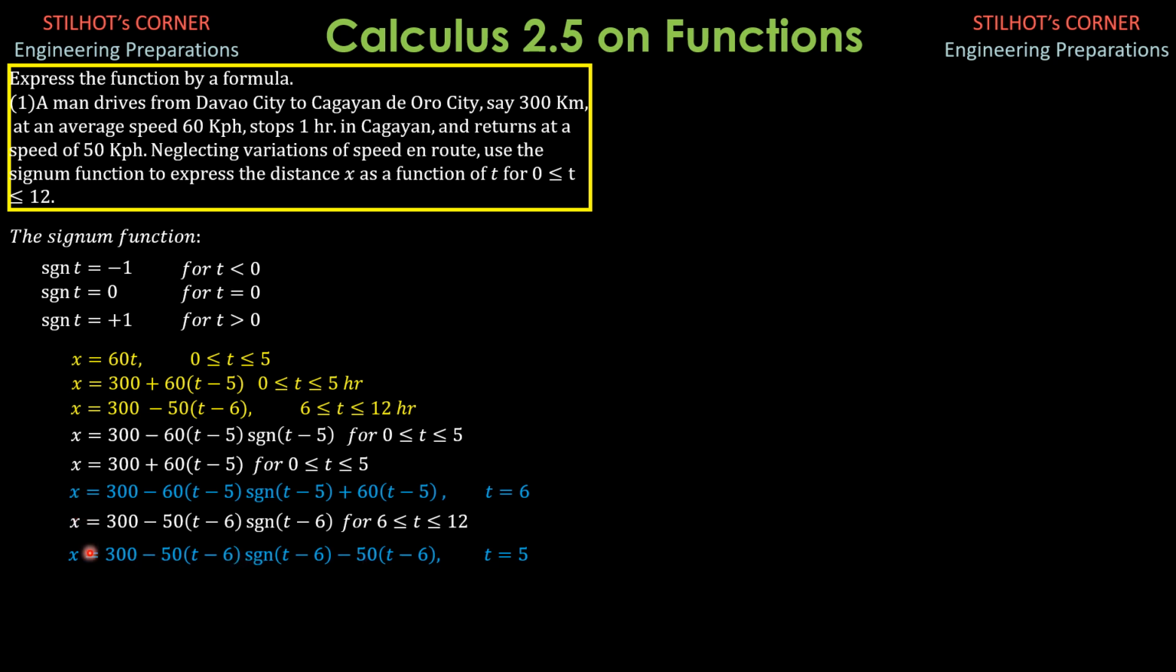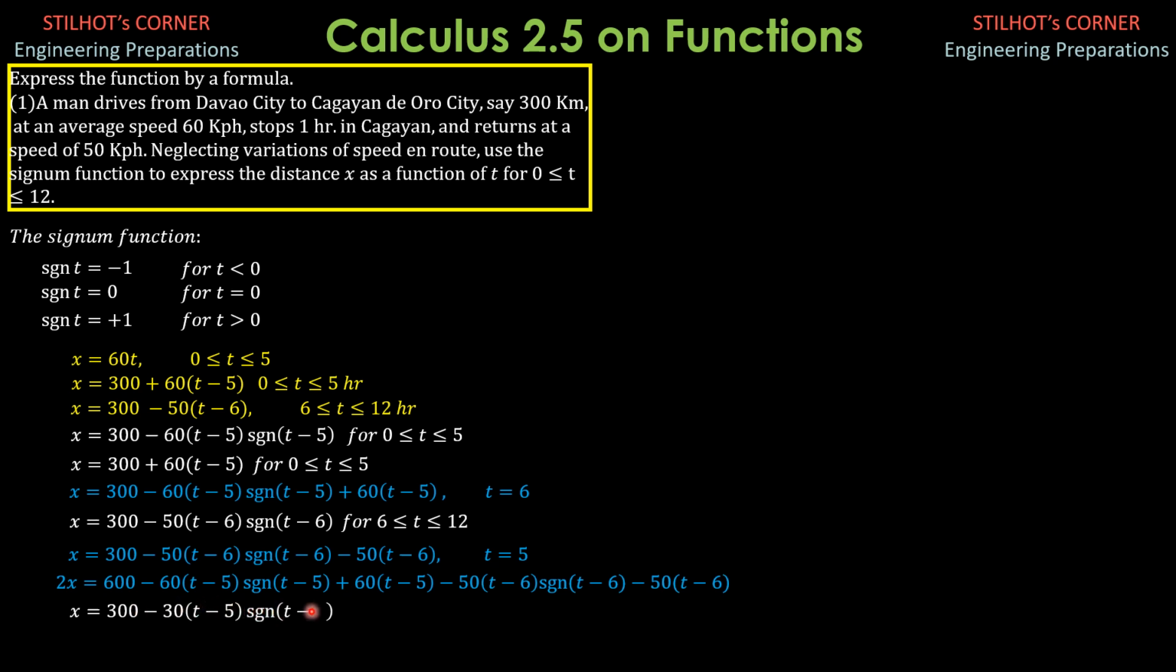Then adding these two blue equations, we have 2x equals 300 plus 300 is 600, then minus 60(t − 5) sgn(t − 5) plus 60(t − 5), then minus 50(t − 6) sgn(t − 6), then minus 50(t − 6). Then dividing everything by 2, x therefore is 300 − 30(t − 5) sgn(t − 5) + 30(t − 5) − 25(t − 6) sgn(t − 6) − 25(t − 6).